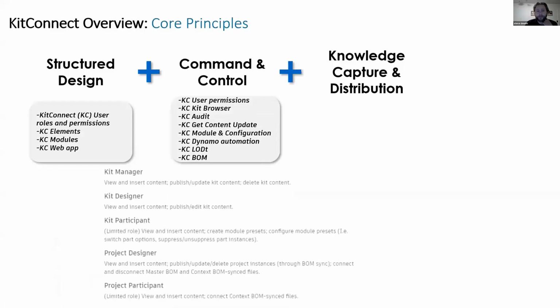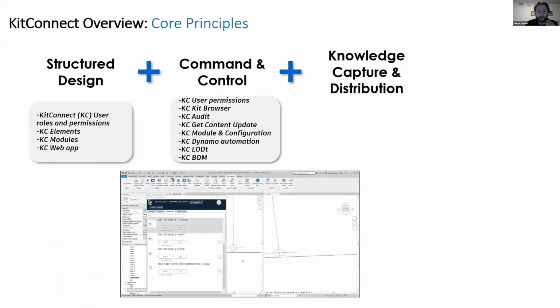Next, we're going to look at command and control. So what does KitConnect offer for command and control? Once again, user permissions. User permissions are going to force us to give roles to users that we want to author content. We're also going to force users to not author content, just like we had mentioned before.